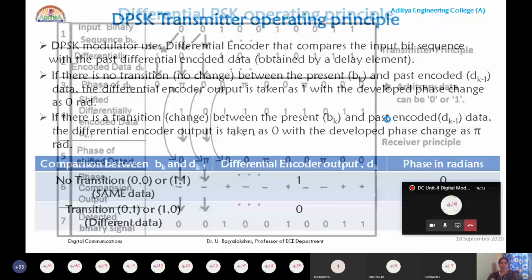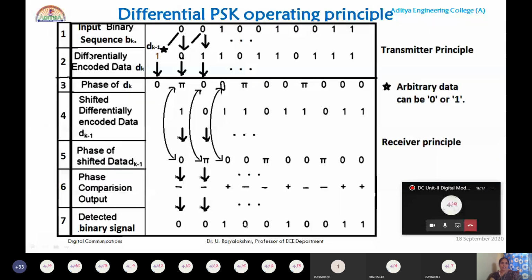So why are we showing very much interest in the phase of DK, where DK is the differential encoded output? What is the importance of taking the phase variation of DK? Because we are varying the phase of the sinusoidal carrier. That's nothing but the PSK operation. So what is PSK? The phase of the sinusoidal carrier is varied in accordance with instantaneous values of the message signal, that is 0 and 1, by keeping the amplitude and frequency constant. So here phase is the only parameter which is used to recover our message signal at the receiver section.